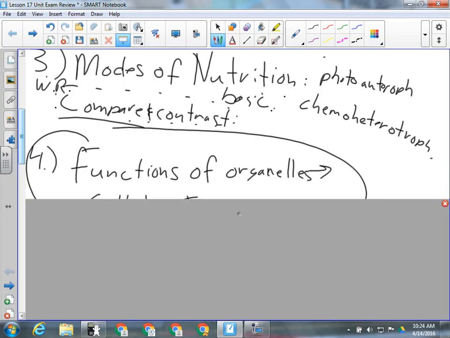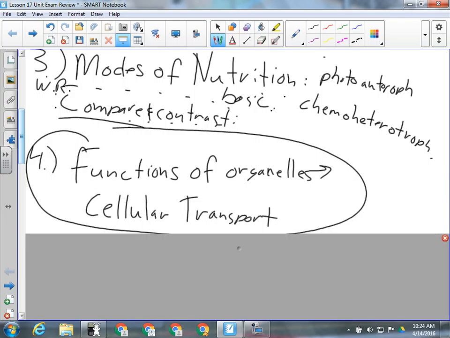Okay, functions of the organelles and cellular transport. If there's one thing on this test that's probably got more stuff on it than anything else, it would be this. Where can you find all of this? Lesson 5. We went over what every part of the cell does.